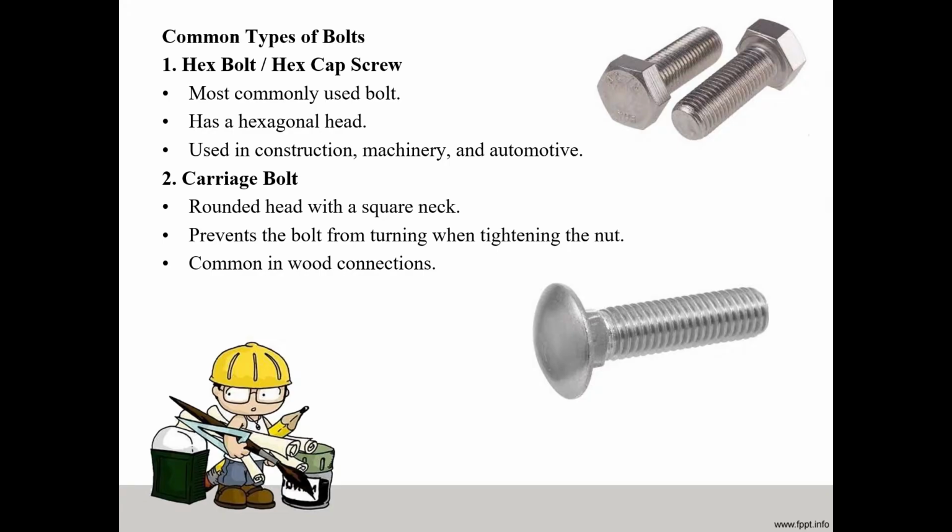Then the second type is the carriage bolt. The carriage bolt is round headed with a square neck. This prevents the bolt from turning while tightening the nut. Commonly it is used for wood connections.